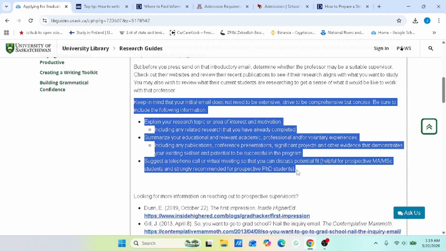So clearly you can see from point number 1, they expect you to have some ideas. They don't expect you to have a final thesis topic, but they expect you to have research ideas about the broad area that you're thinking about.